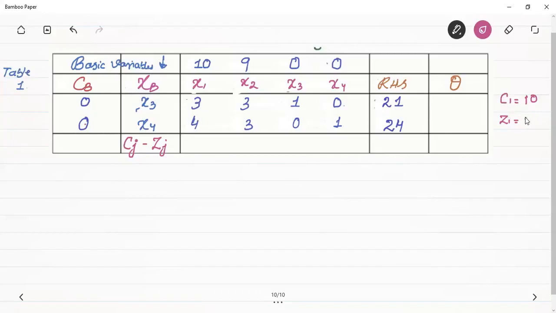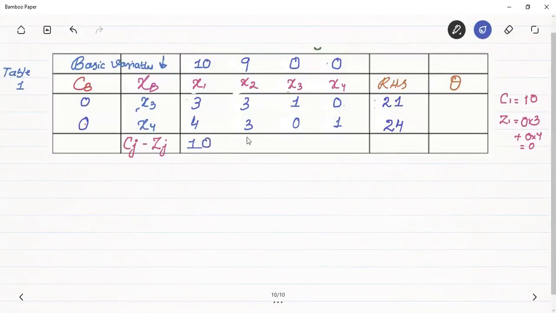So Z1 here is this 0 multiplied by this 3 plus this cost coefficient here multiplied by this 4. So this will be equal to simply 0. The value of Z1 here is 0, so the value of C1 minus Z1 will be 10 minus 0, which is simply equal to 10.